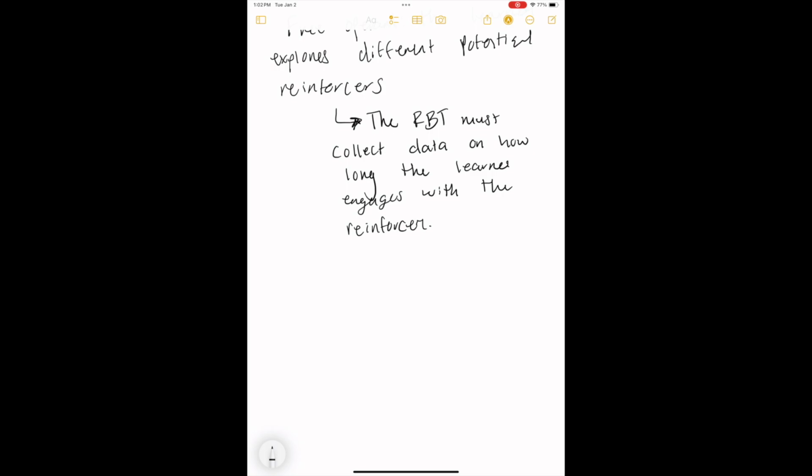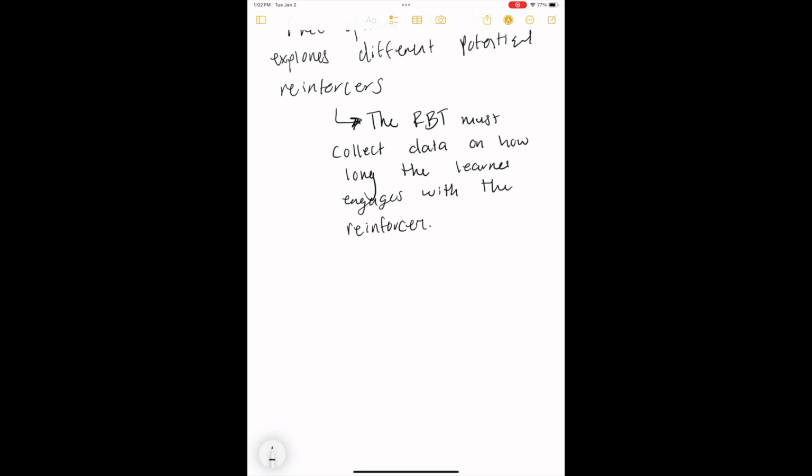So everything they pick up, they put it really close to their eyes, and they're just looking at it, and they're engaging with it for a really long time. And that's obviously something that's really reinforcing for them. When they put it close to their eyes, it makes them feel good, they're stimulating on it. So for everything they pick up, they're going to put it really close to their eyes. So doing a free operant preference assessment wouldn't make sense for that child, because they're not going to explore.